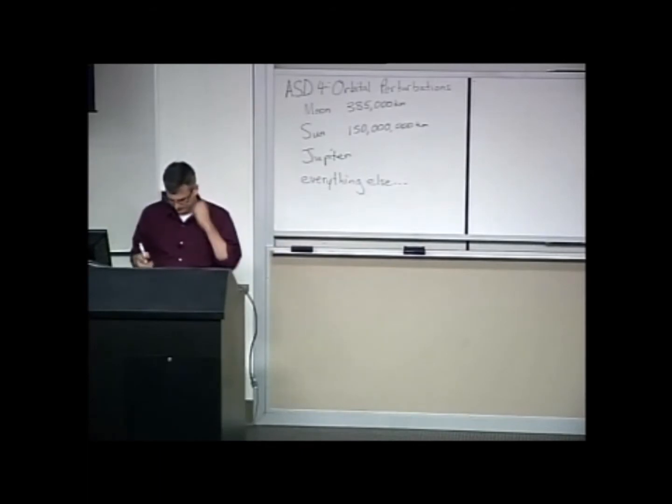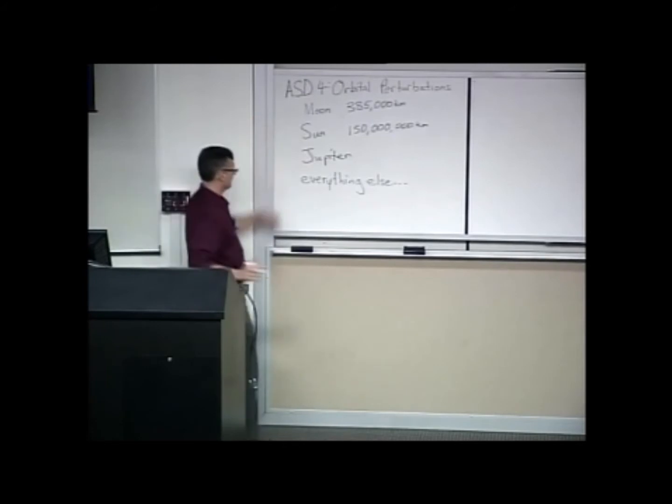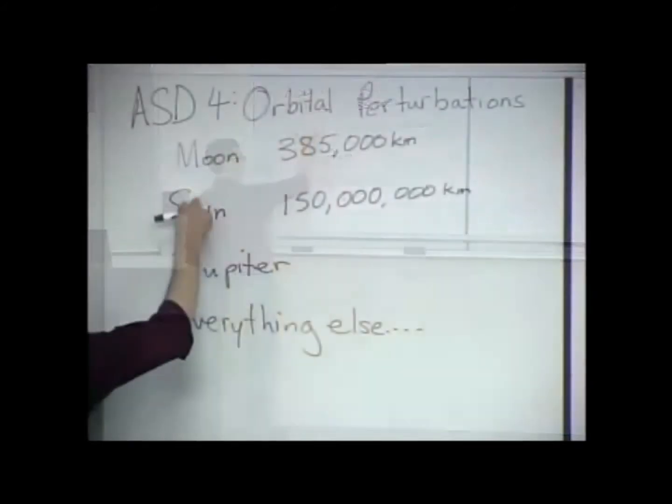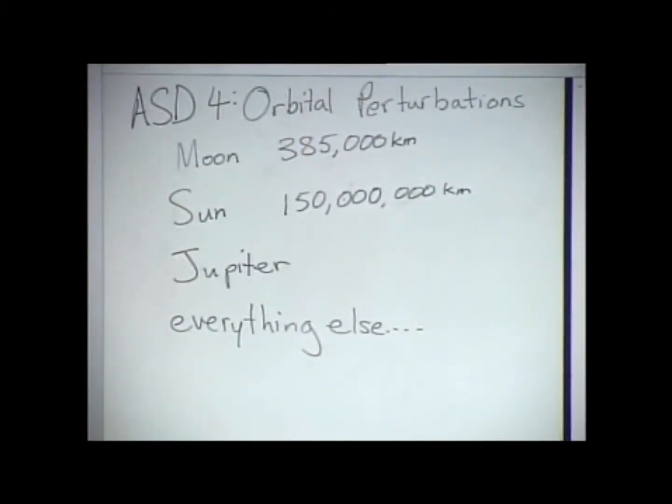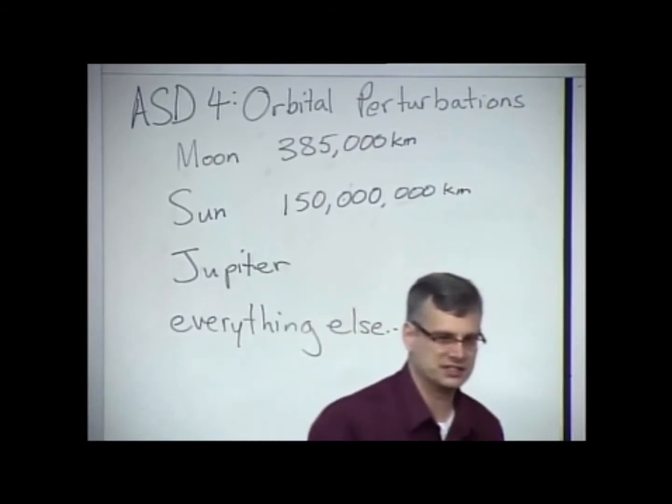Okay. Now, this is a source of perturbation for Earth-based satellites, other bodies. There's another source of perturbation, and that is actually the Earth itself.